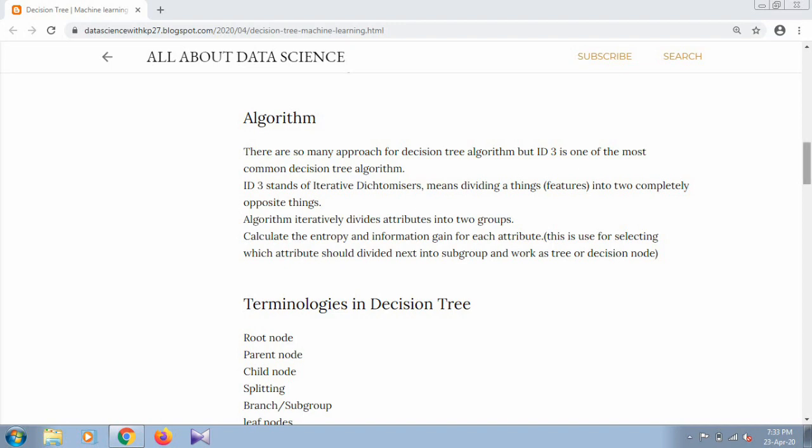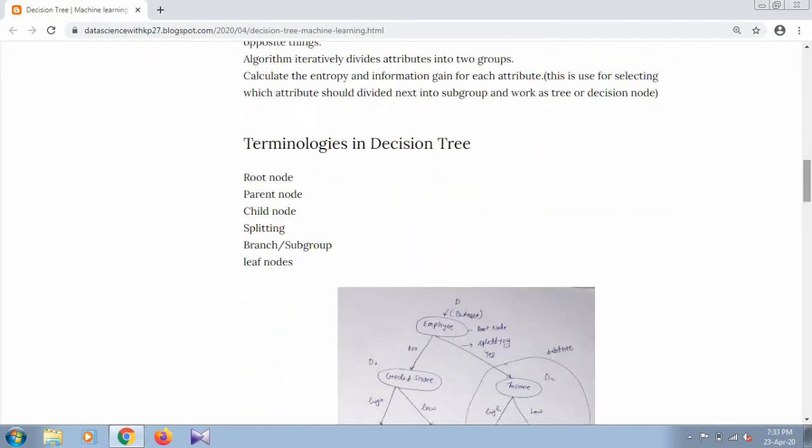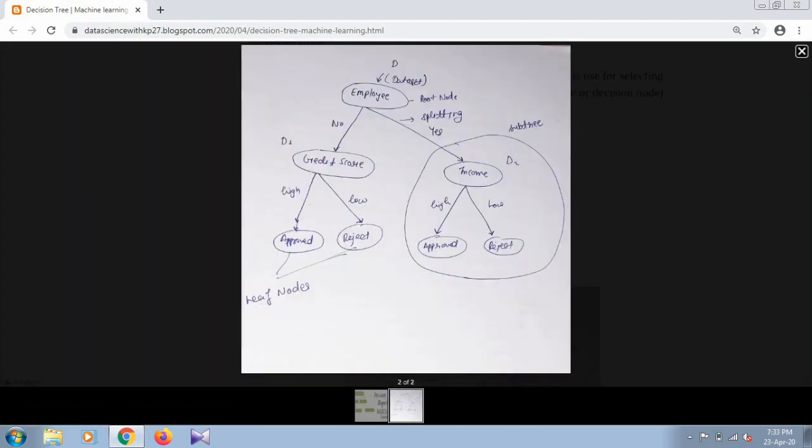Now let's go to the terminology related to the decision tree. Basically there are four or five terminologies, that is root node, parent node, child node, splitting, branch, and leaf nodes. We can say decision nodes are also there. Decision nodes are nothing but the nodes that are responsible for further splitting, we can say for the decision.